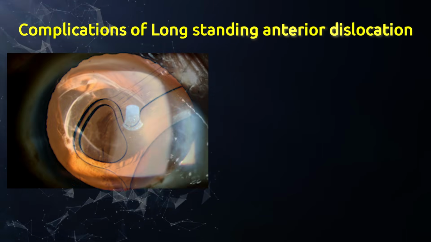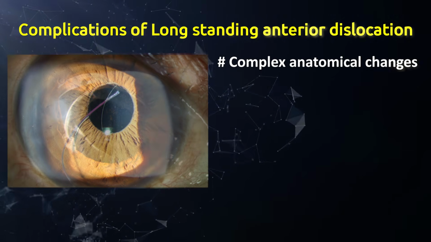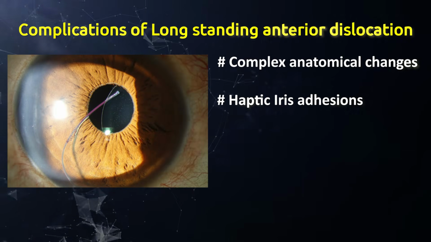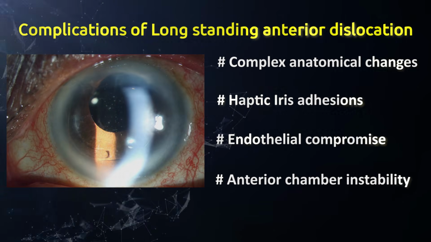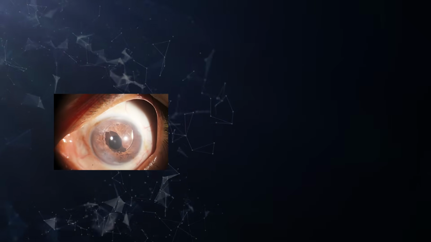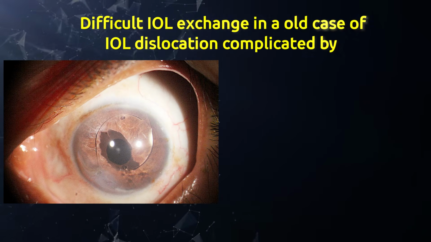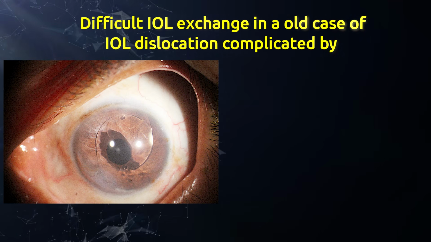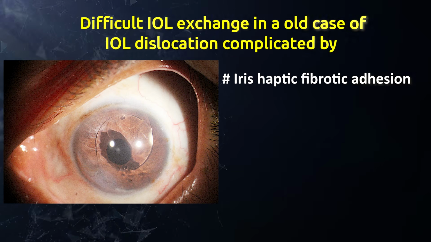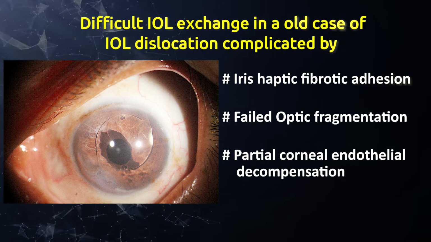Long-standing, unmanaged anterior IOL dislocation leads to complex anatomical changes, including haptic iris adhesions, corneal endothelial compromise, and anterior chamber instability. In this video, we are going to present a technically challenging IOL exchange surgery in an old case of anteriorly dislocated single-piece rigid IOL, complicated by iris haptic fibrotic adhesion, optic fragmentation failure, associated with partial corneal endothelial decompensation.